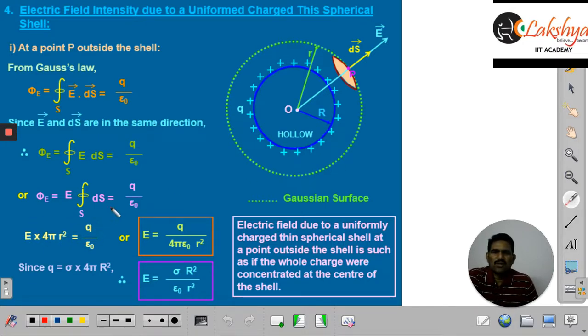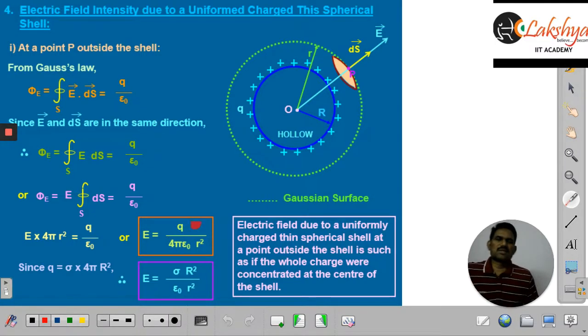So E into 4 pi r square is equal to q by epsilon naught, because the charge enclosed is the total charge present on this spherical shell, q only. And so you can write E is equal to q by 4 pi epsilon naught r square, which we already know here.